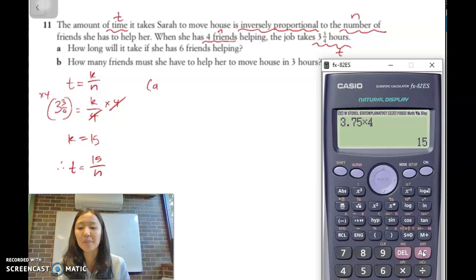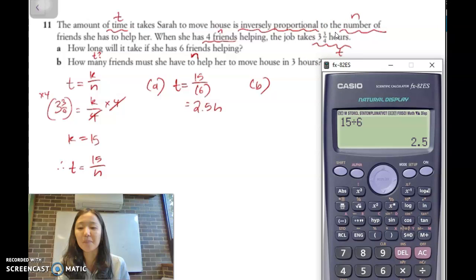Let's answer the first question here. How long will it take if she has 6 friends helping? So if n is 6, what is t? That is what the question is asking us to find. Let's substitute the value for n into our equation. So t is equal to 15 over 6, which is 15 divided by 6, and that's 2.5. It's 2.5 hours according to my context here.